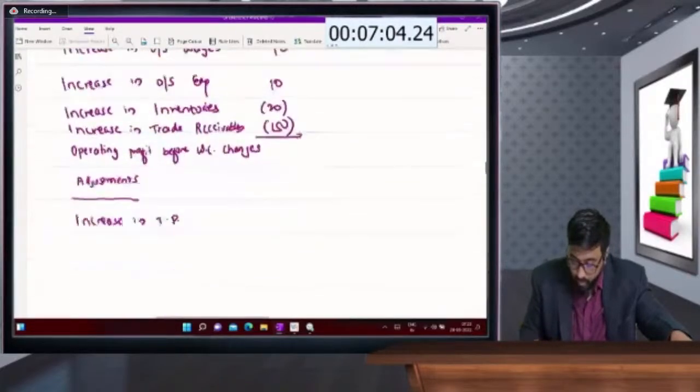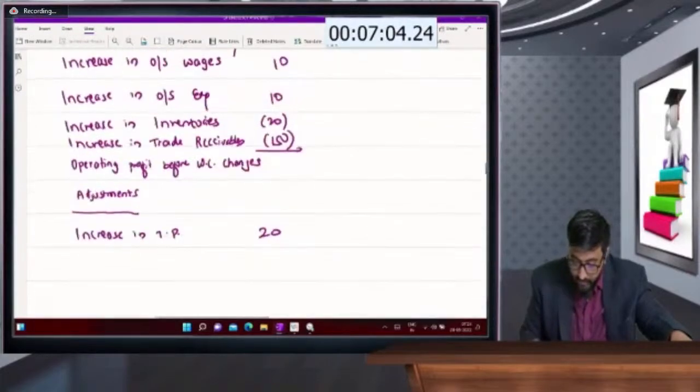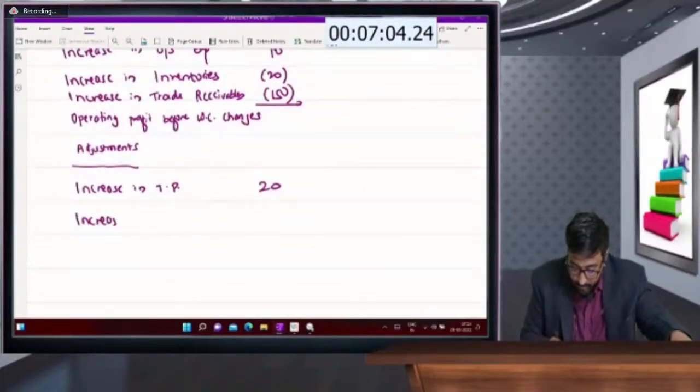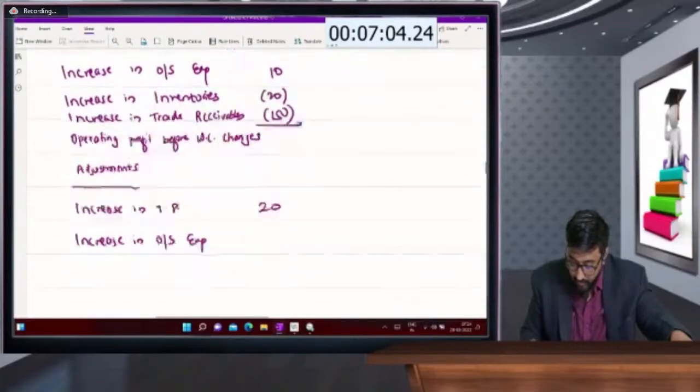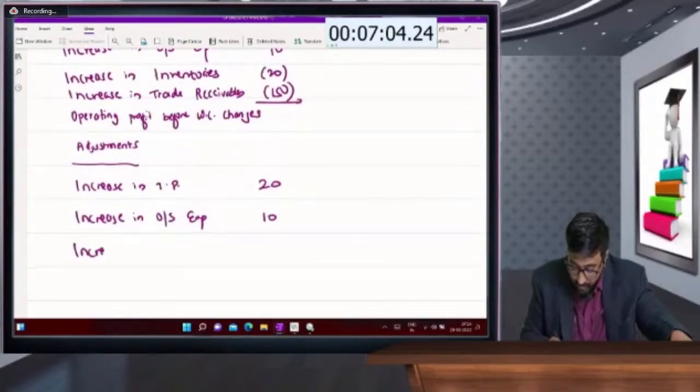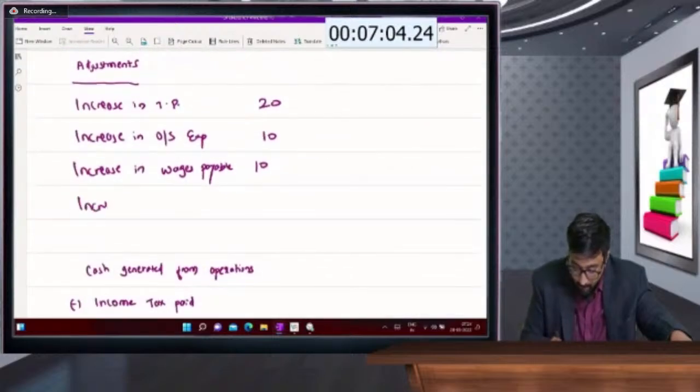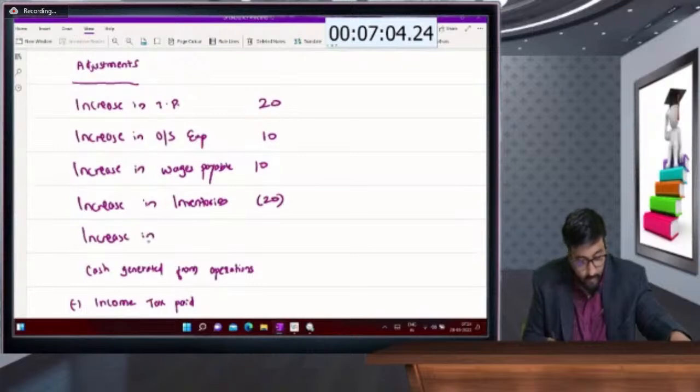Stopwatch stopped. 20. Focus. Increase in outstanding expenses 10. Increase in wages payable 10. Increase in inventories less 20. And increase in trade receivable 150.